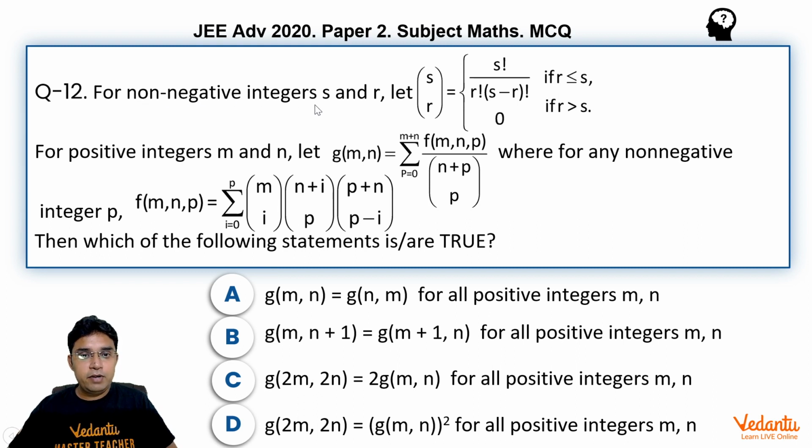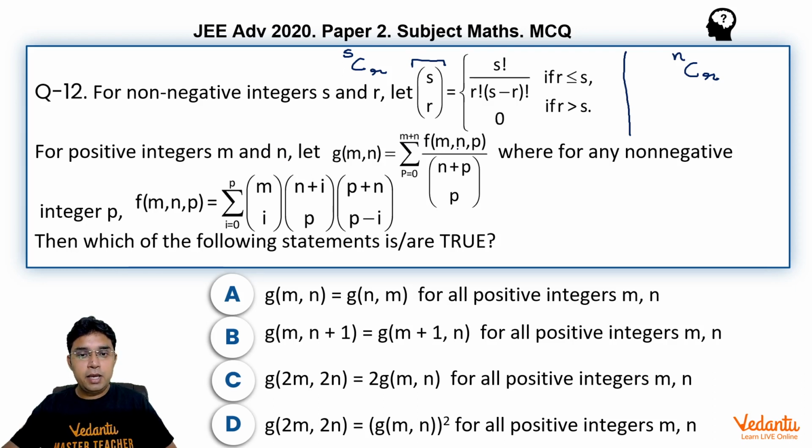For non-negative integers s and r, let S R be equal to s factorial upon r factorial into s minus r factorial if r is less than or equal to s, and 0 if r is greater than s. Now, this expression reminds us of something that we have done in the topic binomial theorem and PNC. If you remember nCr, this is exactly the same thing. So I can call this sCr.